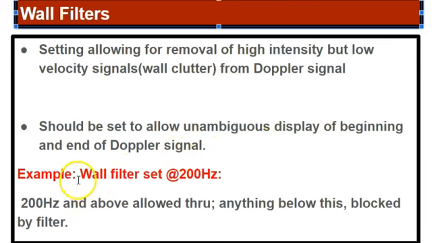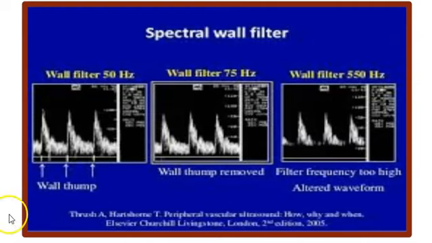Example, how a wall filter works. If you set your Doppler wall filter at 200 Hertz, signals at 200 Hertz and above are allowed through that filter. Anything below this is blocked by the filter, and here is a demonstration of that.